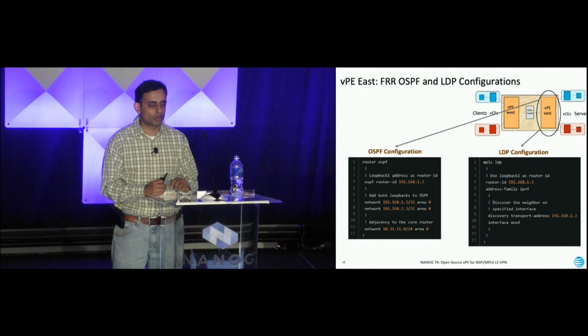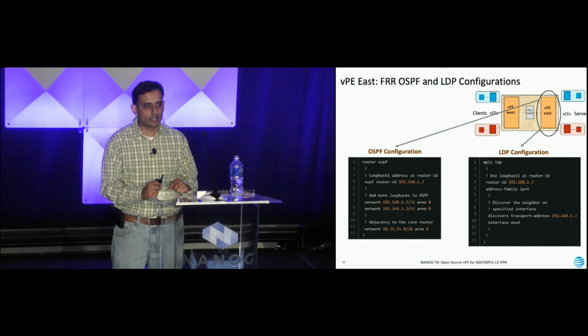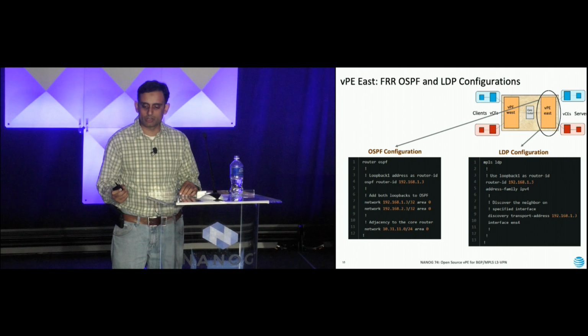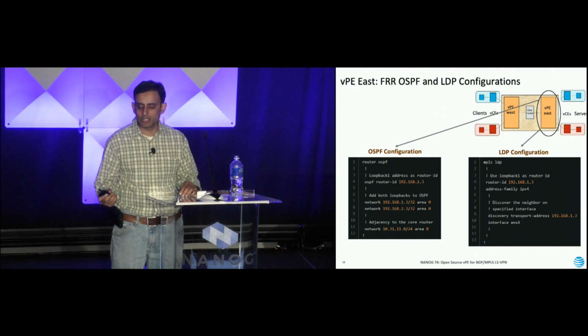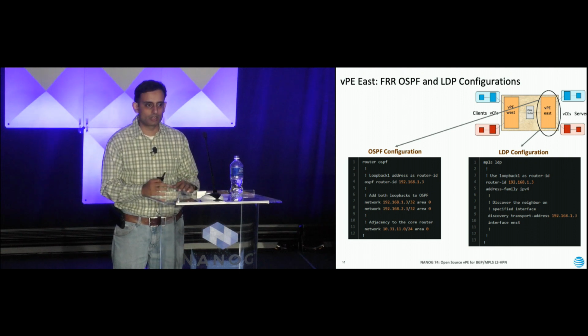But of course, you need to program the box. And in order to do that, as I mentioned, we run FRR, OSPF and LDP processes on all the three boxes within the service provider network. On the left, you see OSPF configuration for VPE East. On the right, you see configuration for LDP on VPE East, and it's fairly standard. If you have done OSPF and LDP configuration, this will look very familiar.